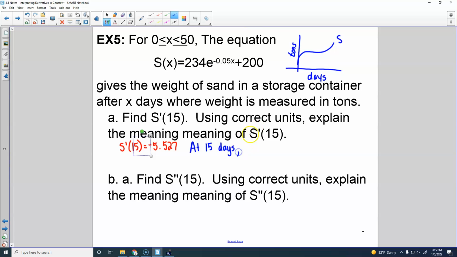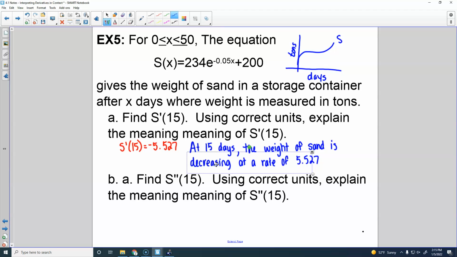So at 15 days, the weight of the sand is, since it's negative, we've got to say decreasing at a rate of, and this is really important here, do not put a negative right here. They will count it wrong if you put a negative right there. Decreasing covers the negative. So if you say it's decreasing at a rate of negative 5.527, they will count it wrong.